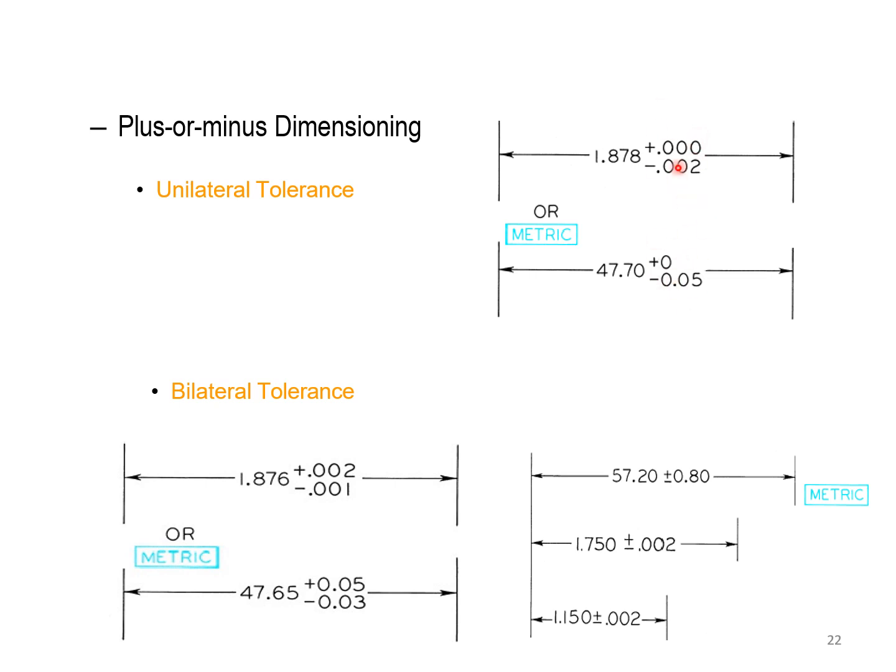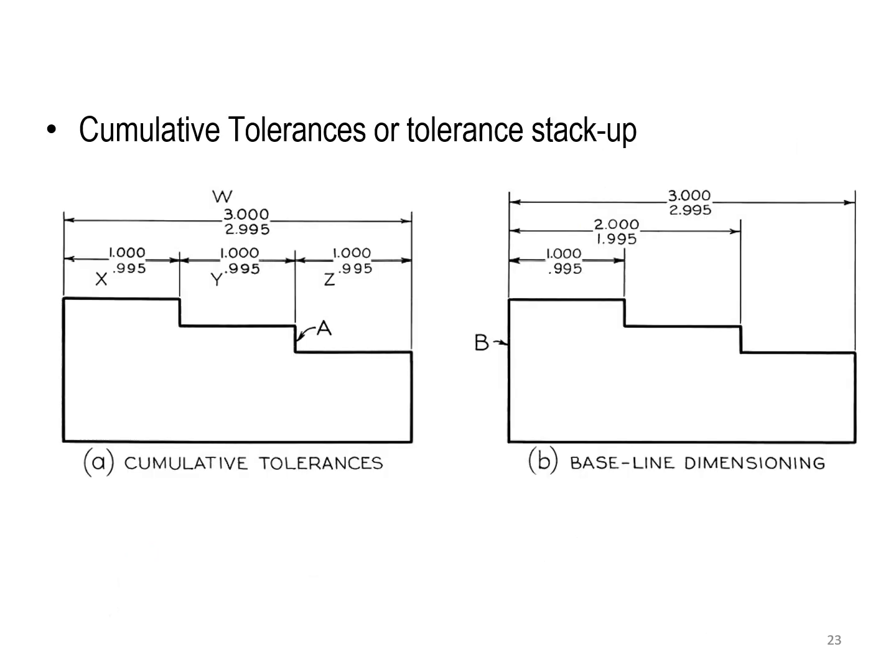That's what we have in these two examples. Here it allows for more and less. It can be more by 0.8 and less by 0.8. So that's what we can use in bilateral tolerances or dimensioning.